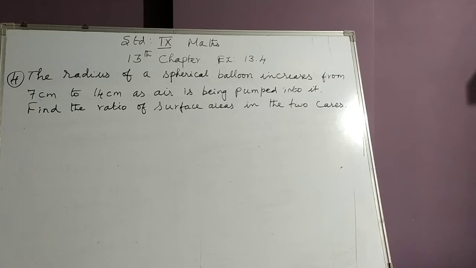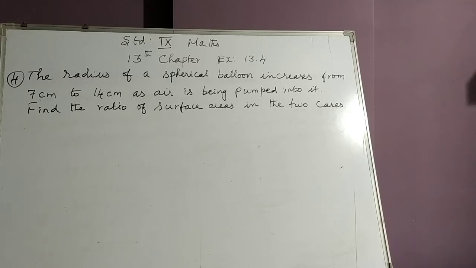Given there are two radii, one is 7 centimeter, the other one is 14 centimeter. Why the radii differs? Because air is being pumped into the balloon. So with radius 7 centimeter, we should find out the surface area, and taking 14 centimeter as the radius, we have to find another surface area, and then we have to find out ratio. The word ratio shows that we have to divide the first case by the second case.